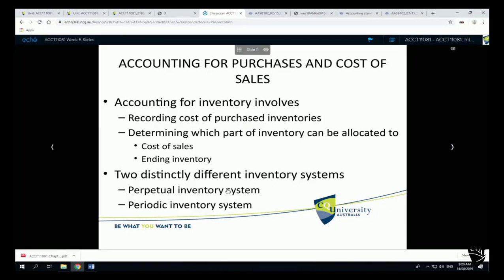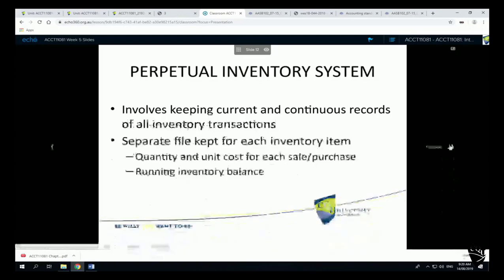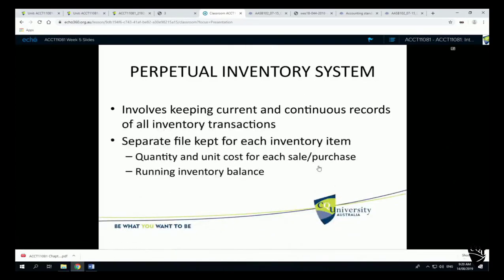So we're going to start with these two main types of systems which we can use to account for our inventory. So we'll go through the difference between the perpetual and the periodic systems. The perpetual system is exactly what the name suggests. It perpetually, or continually, so perpetual means ongoing, keeps track of your inventory movement. Most businesses use that today, predominantly because we have nice electronic means of keeping track of our inventory.